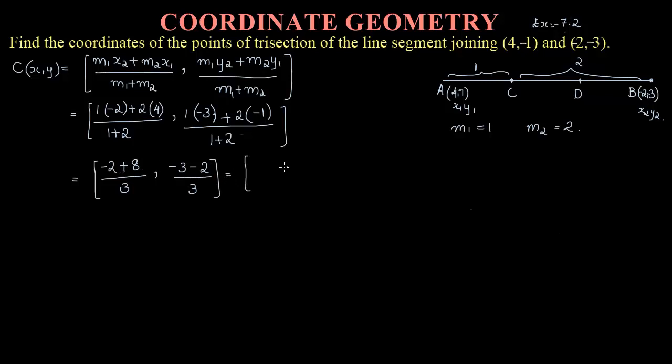Then what are you going to have here? Minus 2 and plus 8. How much are you getting? 1 is minus, 1 is plus, so you need to subtract and write the bigger number's sign. So it is nothing but 6 by 3, comma, minus 7, minus 3 and minus 2.